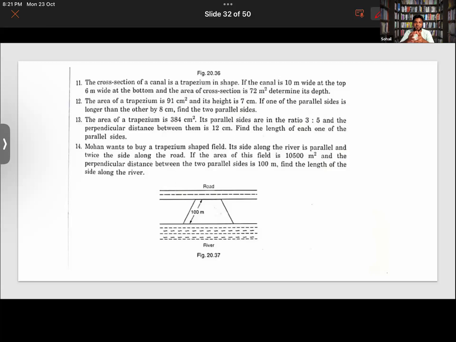This question is also of the same nature as the ones we have been doing. Quickly solve it. You will simply write half times (a plus b) multiplied by h, equals 72 square meter.